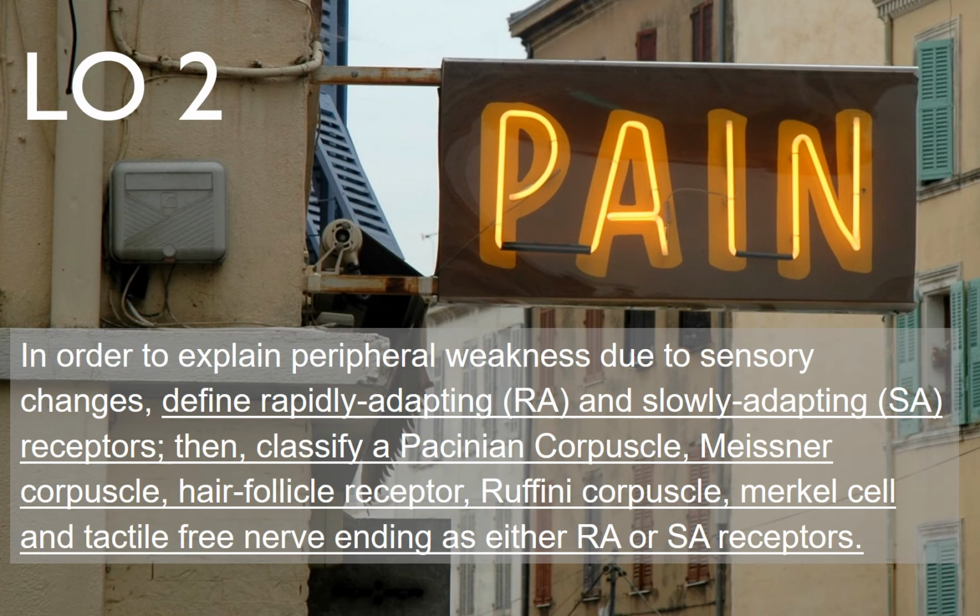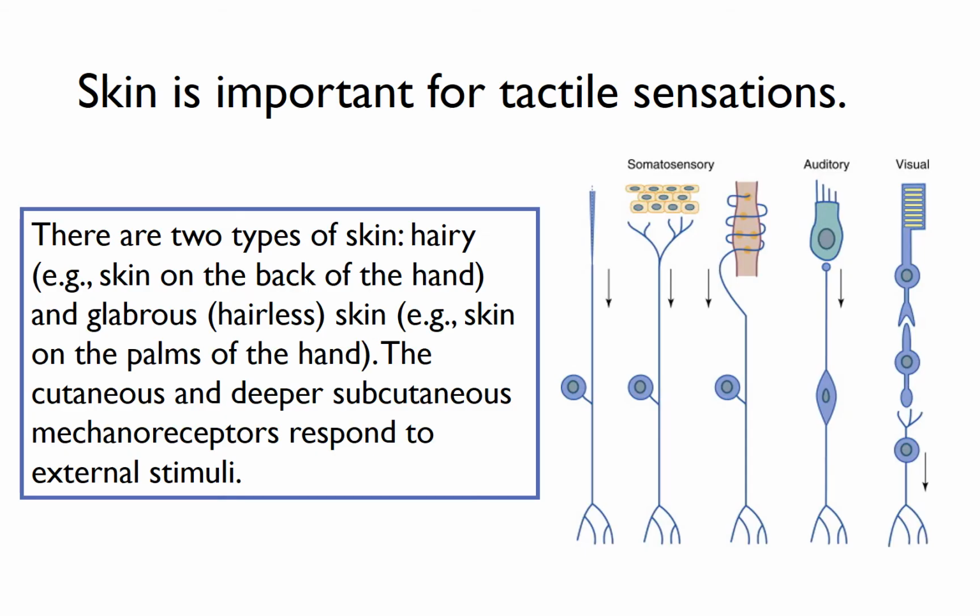Learning objective 2 is about mechanoreceptors. Now let's get into the types of receptors that we use for sensation. In order to do that, we need to differentiate the different types of skin there are, and they're broadly categorized into either hairy skin or non-hairy skin.